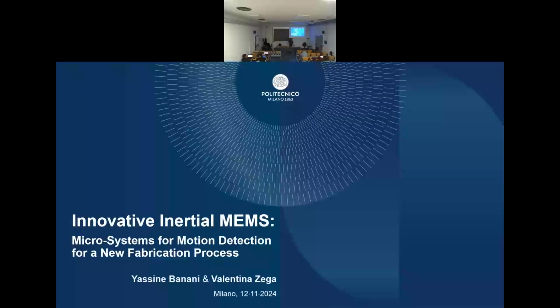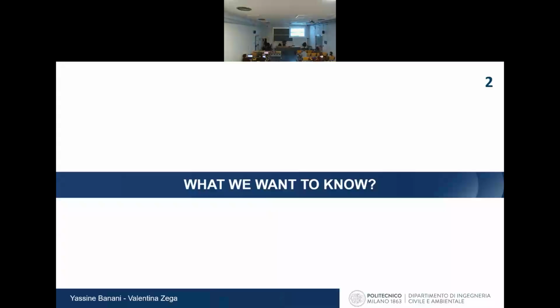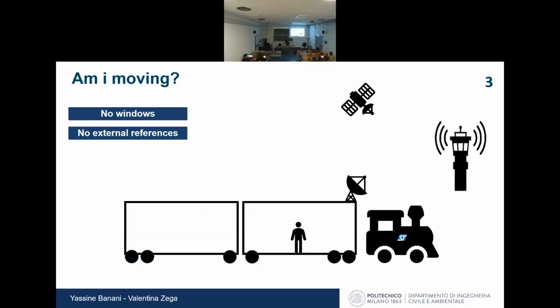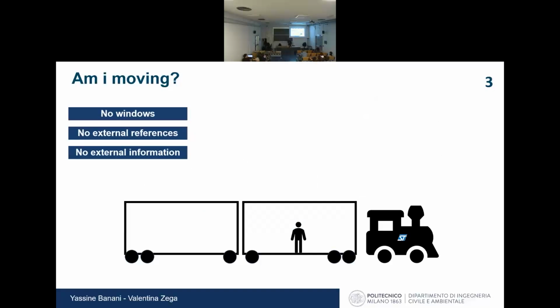Today we'll talk about motion and how to measure it. So basically what we want to know is whether we are moving or not. Let's start from an example. Let's consider that we are inside a train and that we have no windows, no external references, or no external information, like GPS or tower control information. Now we want to know if we are moving or not.